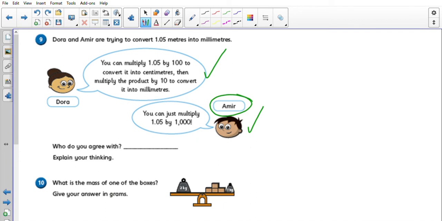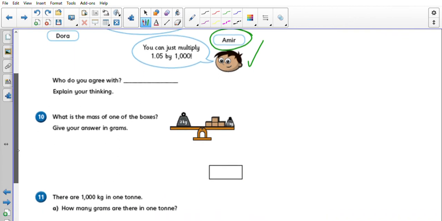It's the most efficient because there's 1,000 millimetres in 1 metre. Okay, because milli means 1,000th. It means 1,000th of a metre is 1 millimetre. Okay, which then means that you can then work it through. So both of those will get you the correct answer. Amir's is more efficient because it requires fewer steps, which means you'll get there quicker and you're less likely to make mistakes with your place value.